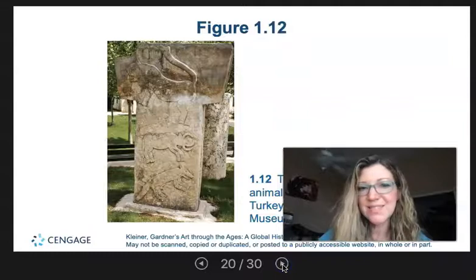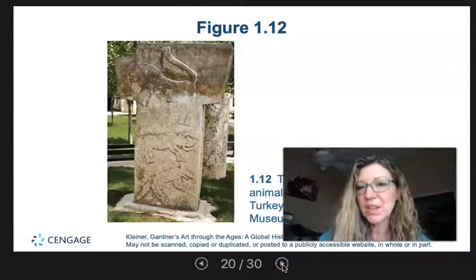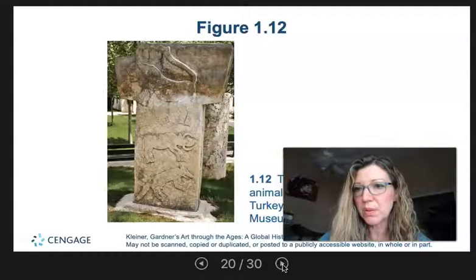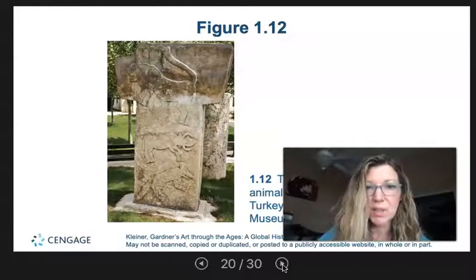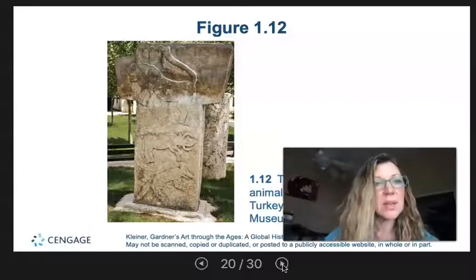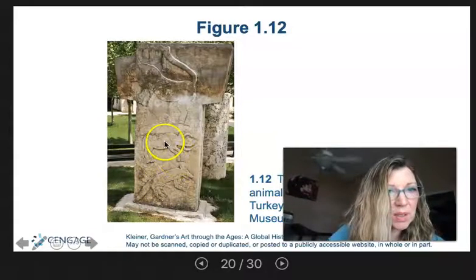Göbekli Tepe, I don't know if I'm saying that right, is in Turkey, and it's one of the oldest known temples. The first nod to creating a physical space for religion. And here the animals are stacked one above the other.